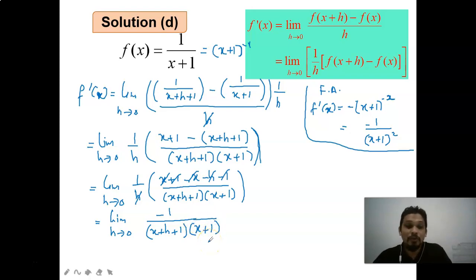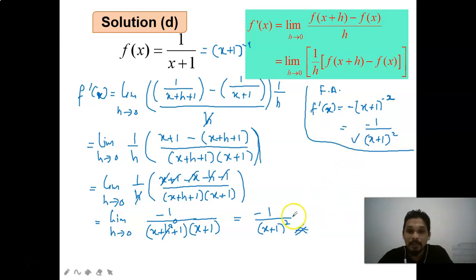So it's time for us now to use the value of h. When h approaching 0, there's only one h left here. So when h approaching 0, this term now becomes x plus 1, multiplied with another x plus 1. The final answer here is negative 1 divided by x plus 1 squared. So refer to this, we got the final answer here now. Easy, right?